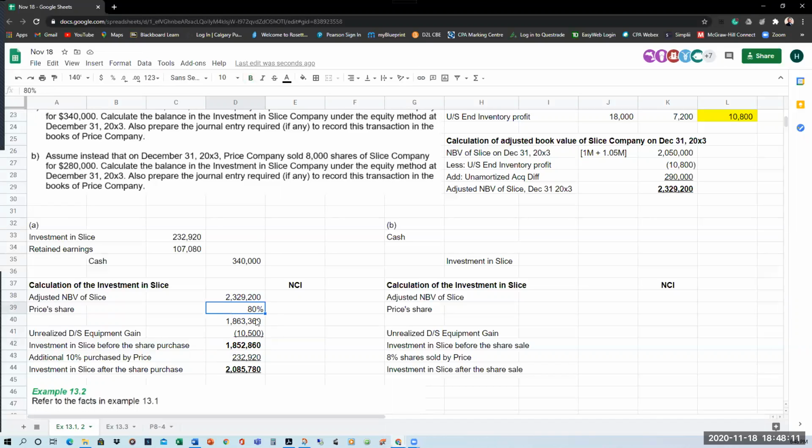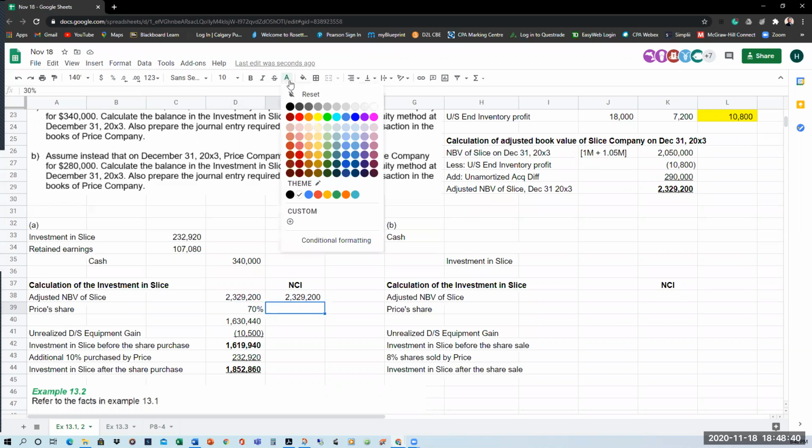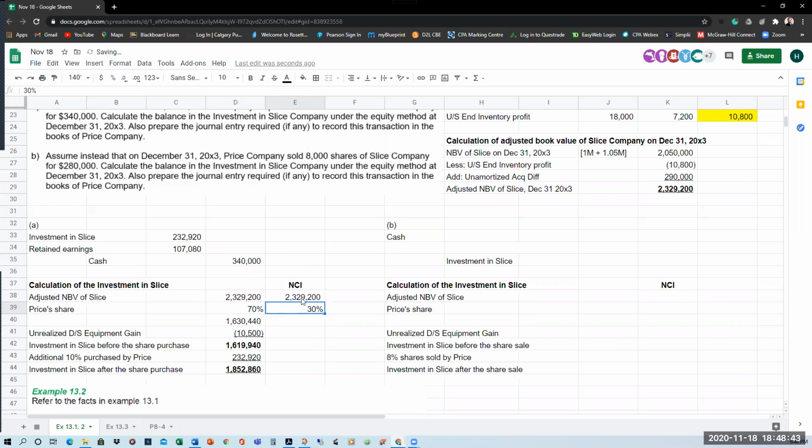But if you wanted to do it in steps, then before the share purchase, Price owned 70%. After the share purchase, Price owns this much. This is worth like 80% of Slice Company. And if you think about non-controlling interest, because I mentioned NCI moves in tandem, when Price Company owned 70% of the shares, NCI would have owned 30%. 30% of the 2,329,000 would have given us 698,760.